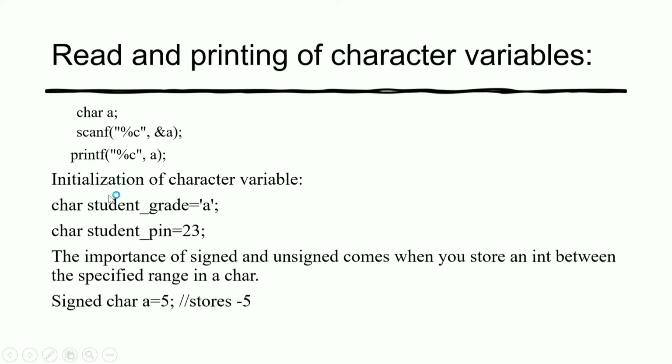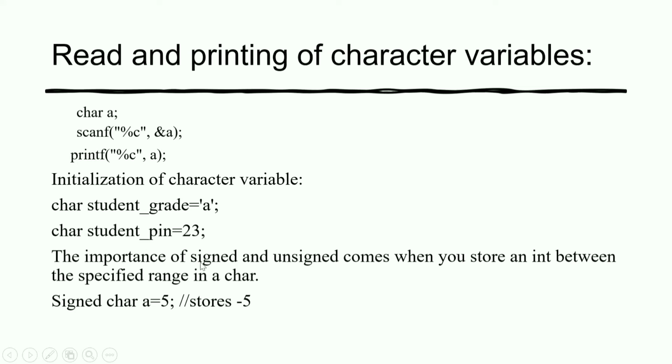So we can initialize the character variable also. Let us have a look at how we can initialize a character variable. So char student grade is equal to 'A', which is enclosed in single quotes. As we have discussed, one character is enclosed in single quotes, whereas a string should be enclosed in double quotes. Then we can also store integer kinds of values in a character variable. So char student pin is equal to 23. Here an integer number is being stored in a character type variable.